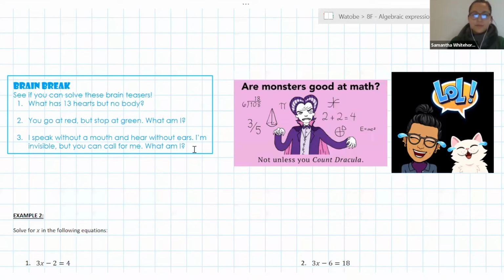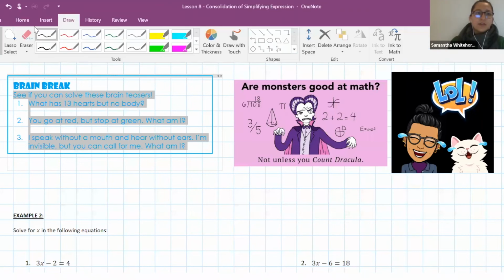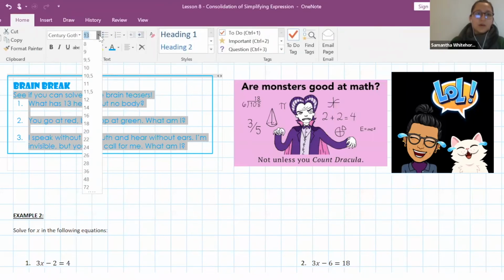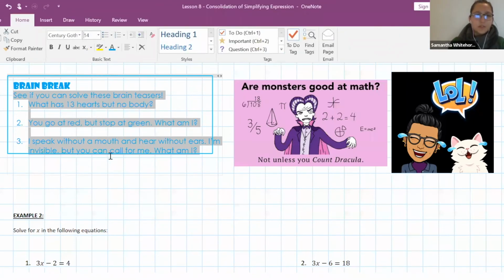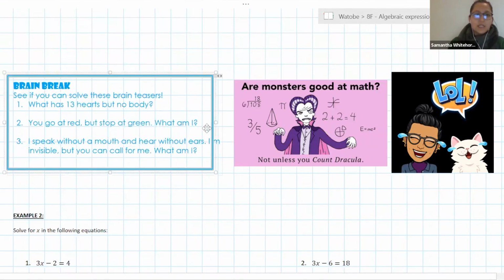So I've got some brain teasers here. I'm just going to make this a little bit bigger so we can all see. It's like a riddle, so you have to figure out what I'm talking about. The first one is, what has 13 hearts but no body?